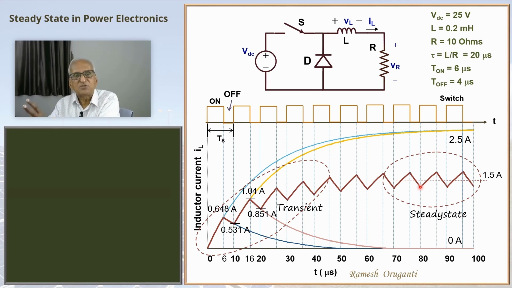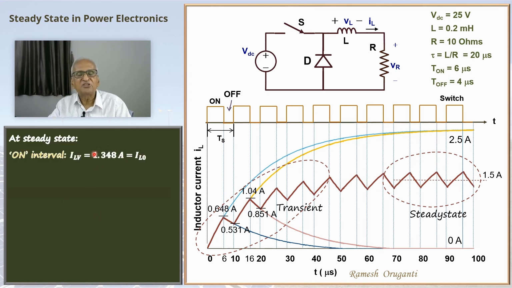When enough switchings have passed on, that current can be calculated to be 1.348 amperes. I call that current ILV, corresponding to valley current. There is a valley point, there is a peak point. At the valley point, it is 1.348 amperes. If I take a cycle under steady state and take this current, ILV, the valley current, then that will form the initial current for that cycle.